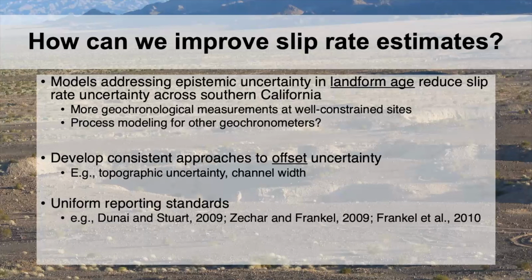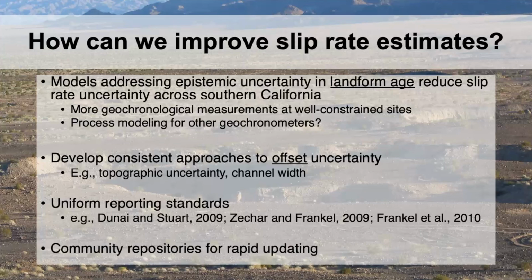Our community would also benefit from adopting standards for reporting uncertainty, as has been proposed by previous authors. Finally, community repositories of slip rate data that could be rapidly updated as new models are introduced would keep our hard work up to date as the science advances.